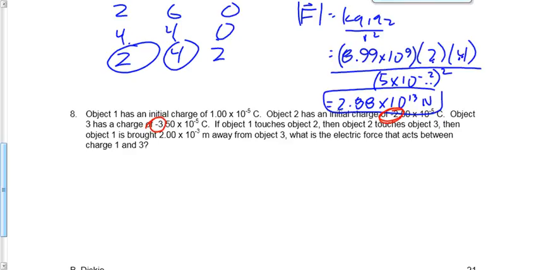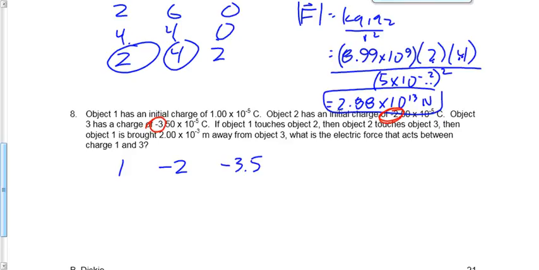1 touches 2, 2 touches 3, then 1 is brought away from number 3. We want to find the force that acts between charge 1 and 3. Let's draw our table again. We have 1 times 10 to the minus 5, negative 2 times 10 to the minus 5, and negative 3.5.